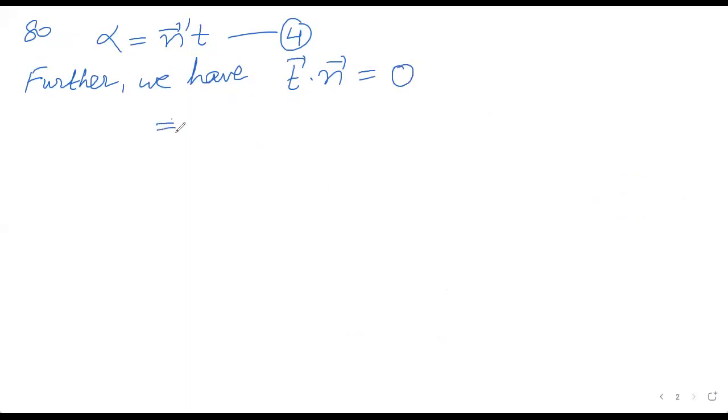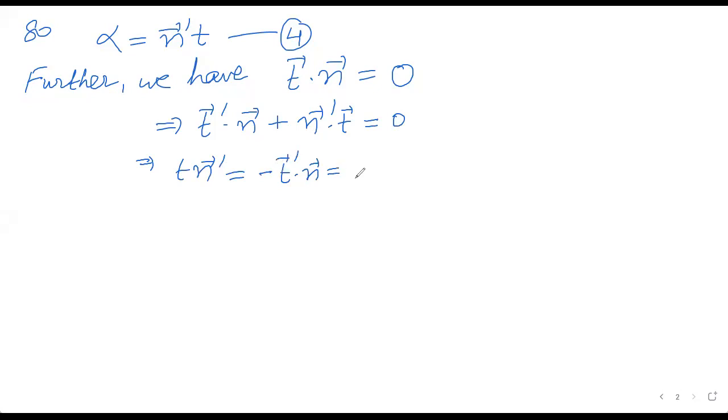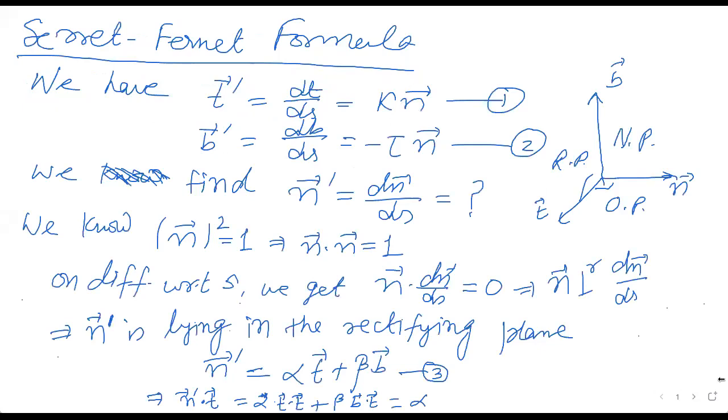So this means now I will differentiate this. So where you will differentiate, you will be having t dash dot n plus vector n dash into t is equal to 0. So that means you got t of n dash is equal to minus t dash n. And t dash is what? Kappa n. So I can write, है ना? We have already this thing, kappa n.